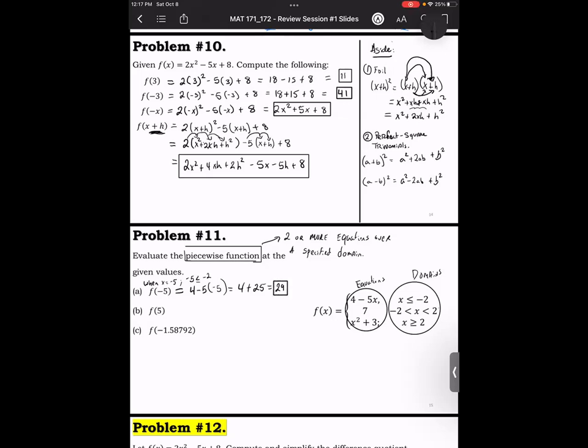And that's your solution. Let's look at part B. Part B, we have f of 5. When I plug 5 into our domains there, which inequality is true? I guess the third one. The third one, that's right. When x is equal to 5, 5 is definitely greater than or equal to 2. So that implies we use the third equation.